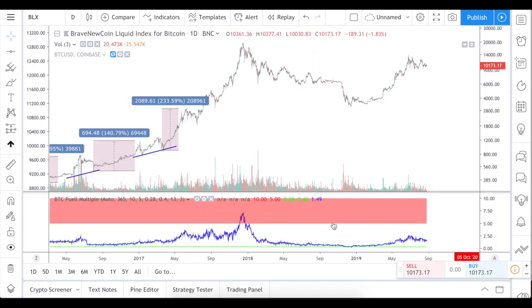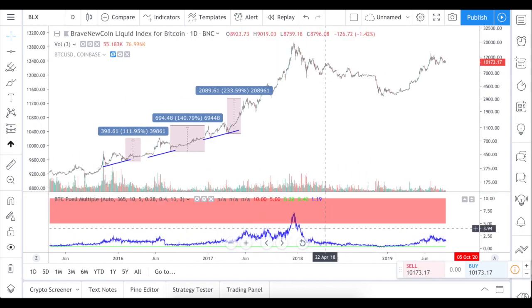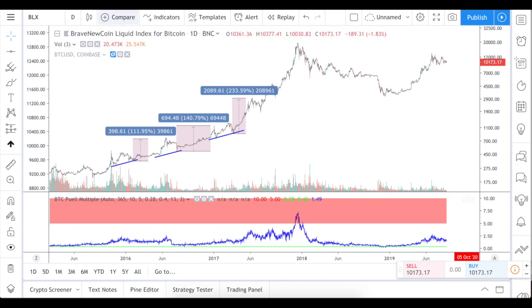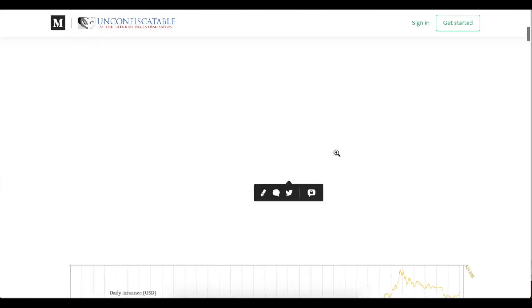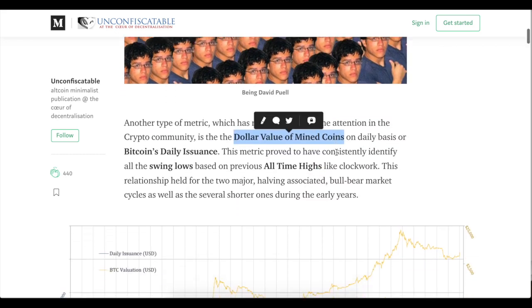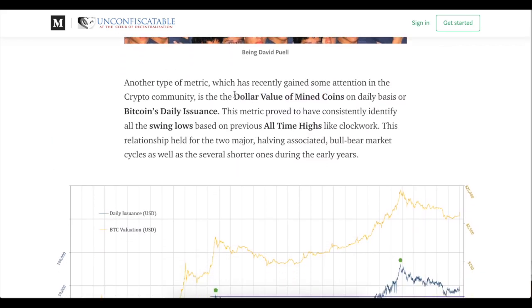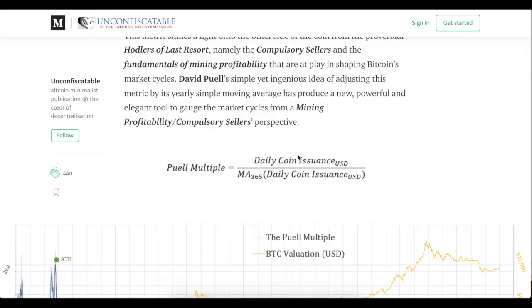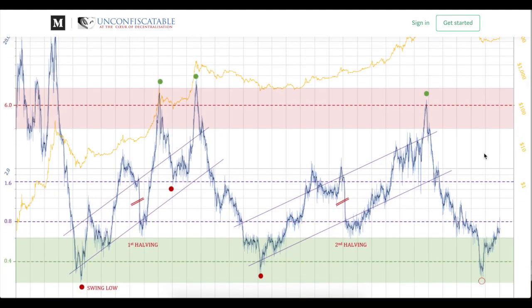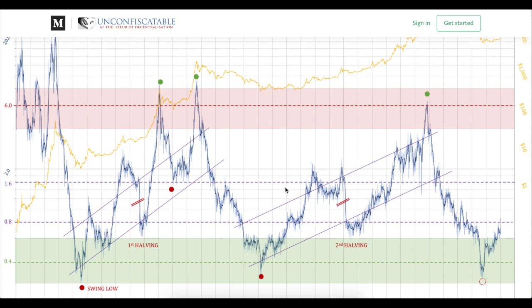And another interesting metric which I was going to update today is the Puell Multiple, which is named after David Puell. You remember his works on on-chain analysis. So basically, in order to get this multiple, you first need to get the dollar value of mined coins on a daily basis and then divide it by its moving average over a period of 365 days. Then you would get something like this. One of the interesting parts of that is, of course, you could also use it to spot the bottoms. And according to this metric, you pretty much would have been able to buy at $3,500 in December last year.